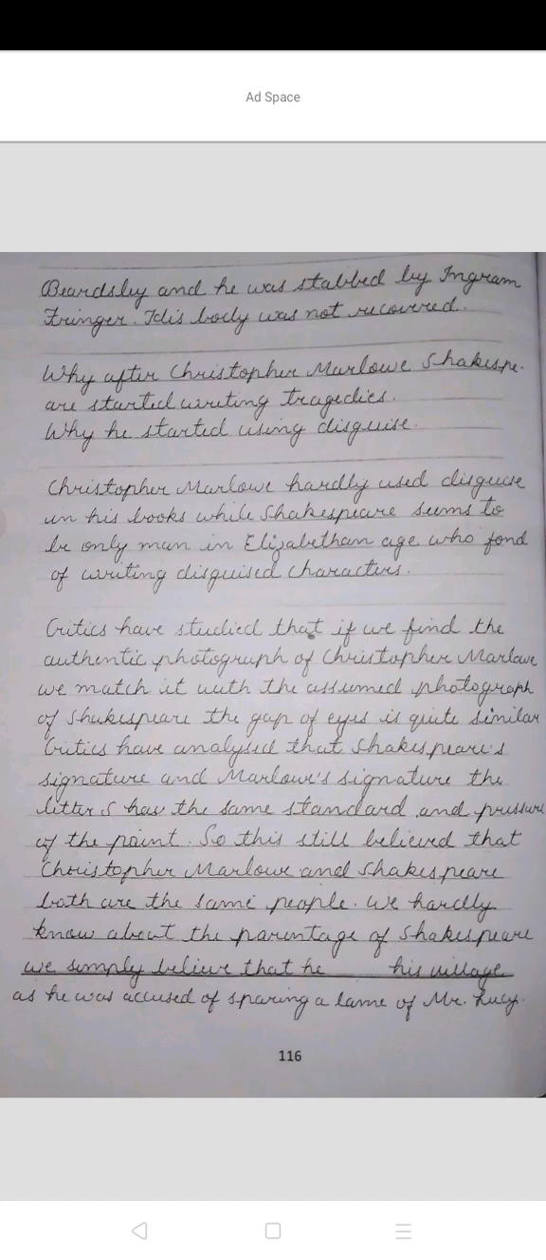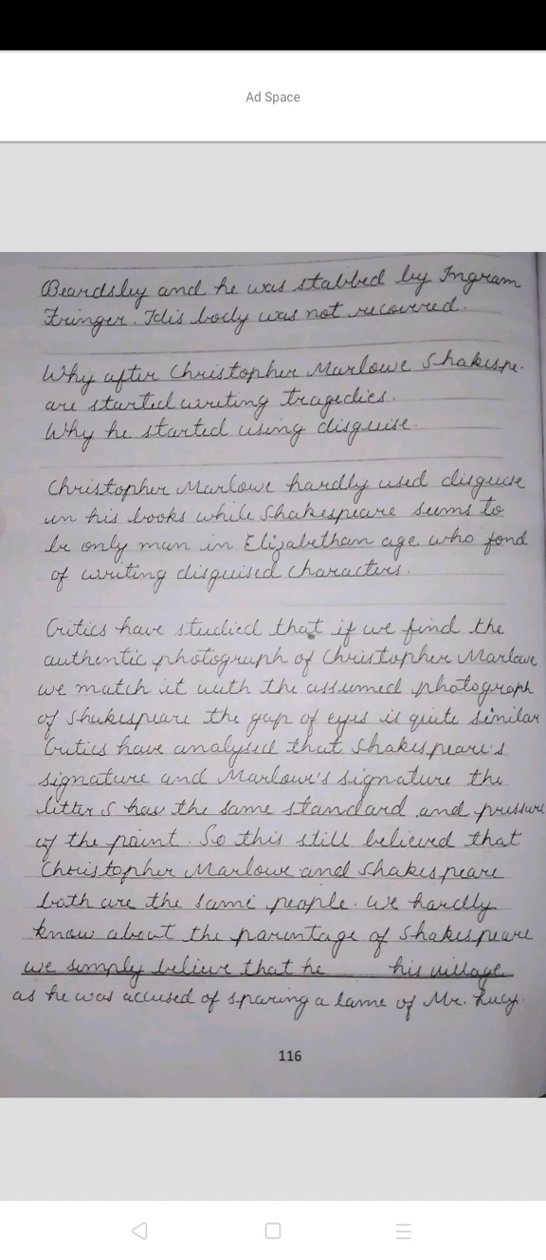The question is why, after Christopher Marlowe, did Shakespeare start writing tragedies? Why did he start using disguise? Christopher Marlowe hardly used disguise in his books, while Shakespeare seems to be the only man in the Elizabethan age who was fond of writing disguised characters. Critics have studied that if we find an authentic photograph of Christopher Marlowe and match it with the assumed photograph of Shakespeare, the gap of the eyes is quite similar. Critics have also analyzed that Shakespeare's signature and Marlowe's signature, the latter's S, have the same standard and pressure of the pen. So they still believe that Christopher Marlowe and Shakespeare are the same person.